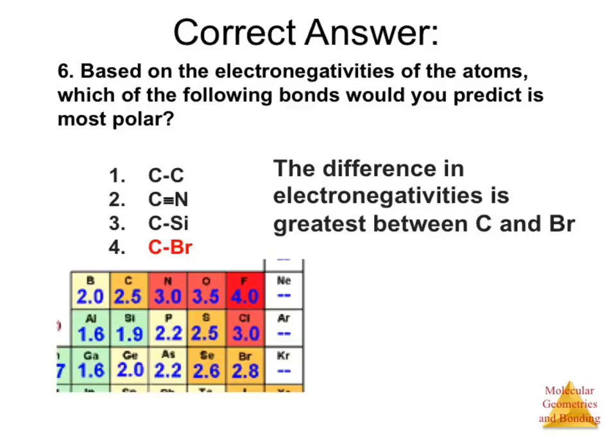Take a look at your electronegativities. The carbon silicon bond has a difference of 0.6. Carbon bromine has a difference of 0.3. And nitrogen has a difference of 0.5. Fascinating. That is a question that you should bring up with Dr. Wood.